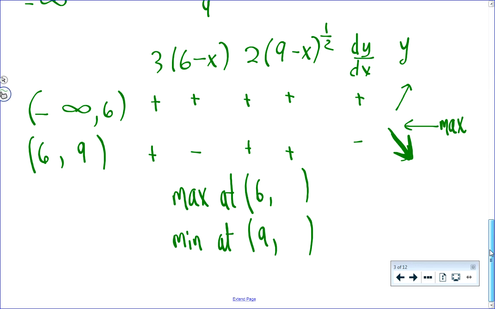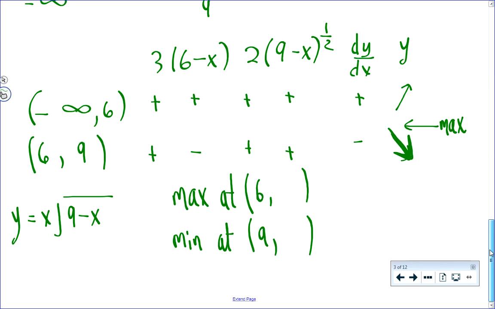So again, you can find the y coordinates, and I would encourage you to use your graphing calculator to graph this function, which is y equals x root 9 minus x, and confirm that at 6 comma something there will be a maximum, and where the function stops there will be a minimum.